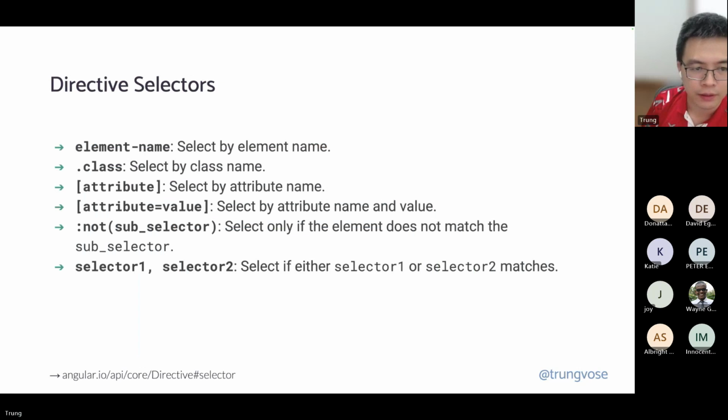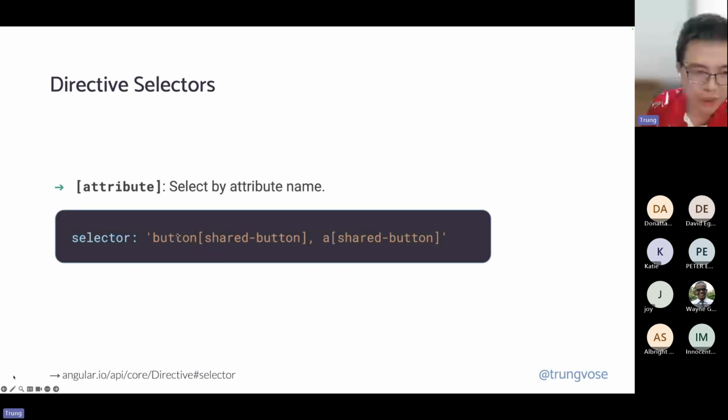So how is it possible? Because that is the whole list of directive selectors I just took from the Angular documentation. You can do it by element name, that's what we did before, share button. You can target it using a class, we don't really do that. We can select using an attribute name, and something more. And that's what we do. We use this attribute name, right?